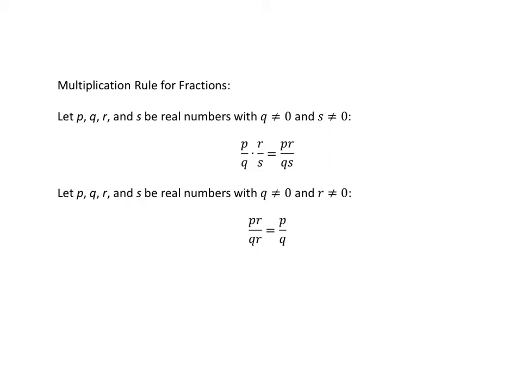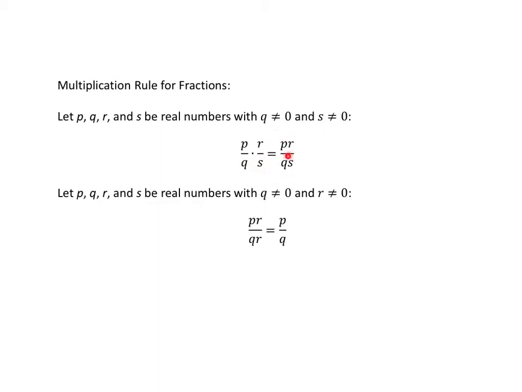Okay, so we're going to start this lesson by looking at fractions and specifically at multiplying fractions. So if we've got P, Q, R, and S, and they are real numbers, and Q and S are not equal to 0, of course that's important because we can't have 0 in the denominator, then when you multiply these, you simply multiply straight across, and you have PR divided by QS.